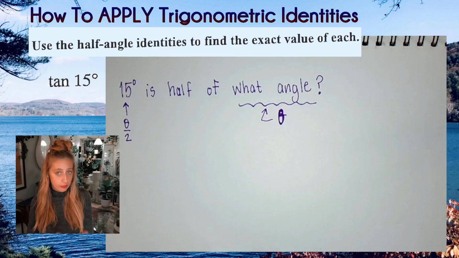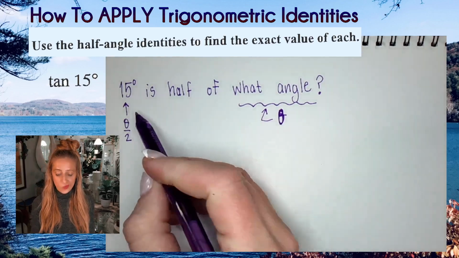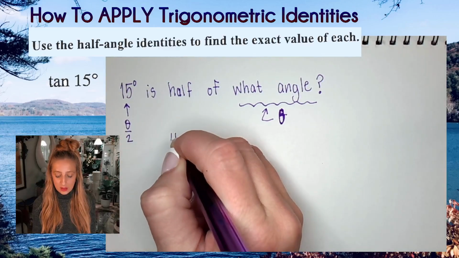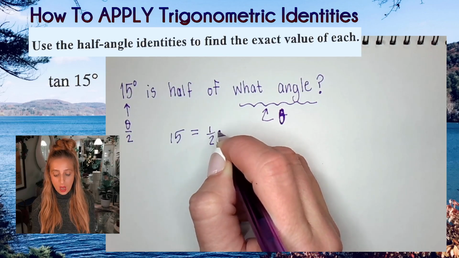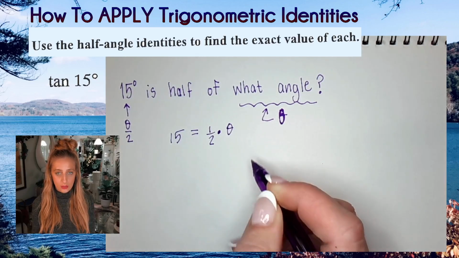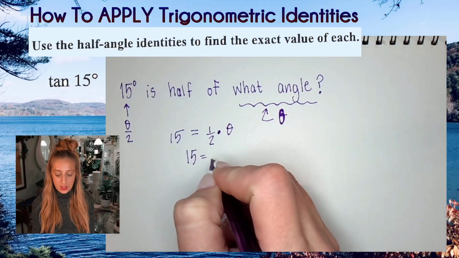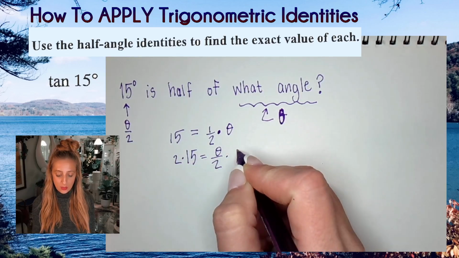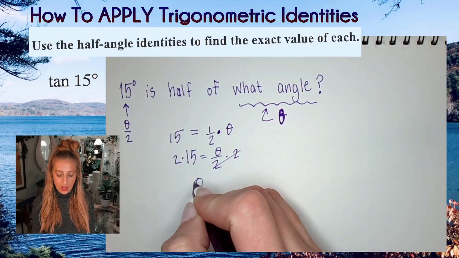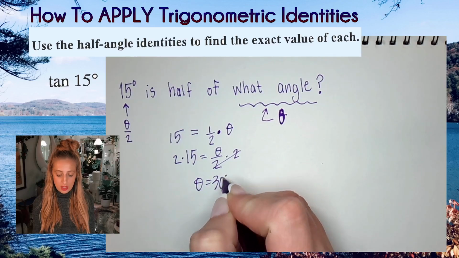15 degrees represents the half angle. What angle is your variable, theta in this case, that we are solving for? So 15 is half of what angle? In other words, 15 is theta over 2. Solve for theta by doubling both sides, and we have that theta is 30 degrees.